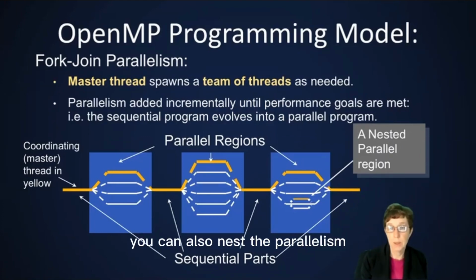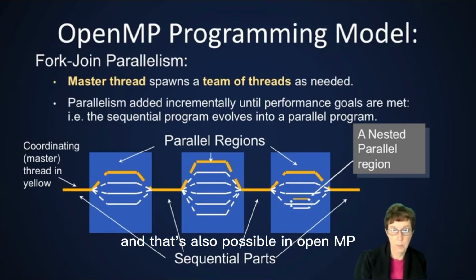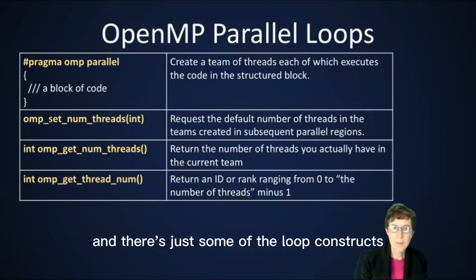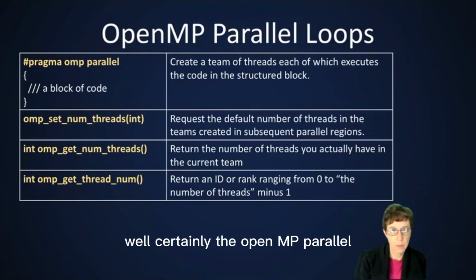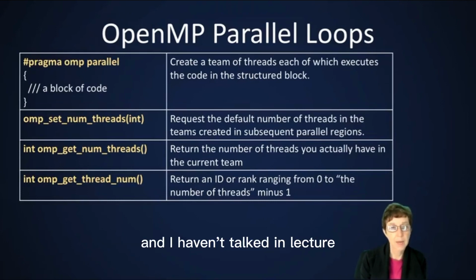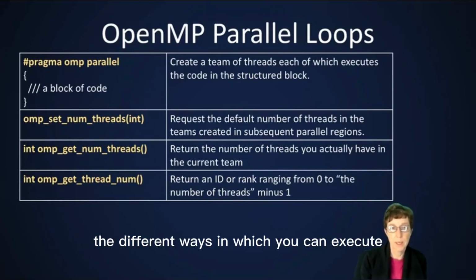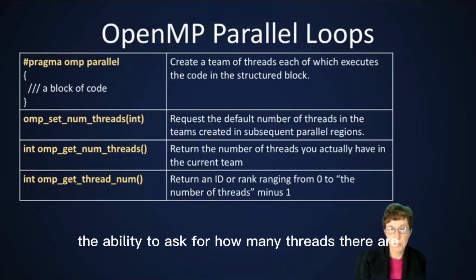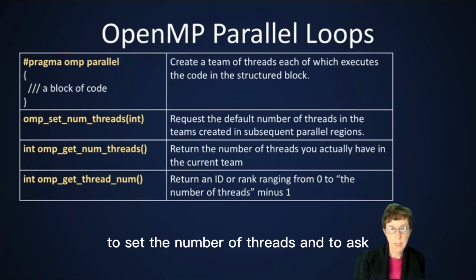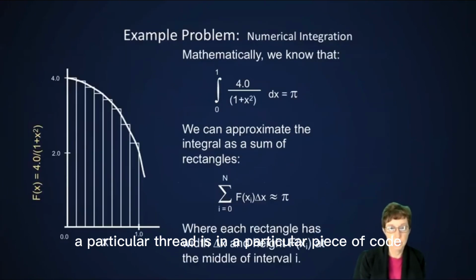You can also nest the parallelism. This little example on the right shows that there's parallelism inside of this parallel region, and that's also possible in OpenMP. There are also some of the loop constructs and some of the primitives. I think you used, well, certainly the OpenMP parallel. I haven't talked in lecture, although I think you've seen some of this in lab, about the different ways in which you can execute parallel loops. But we also have the ability to ask how many threads there are, to set the number of threads, and to ask what thread number a particular thread is in a particular piece of code.